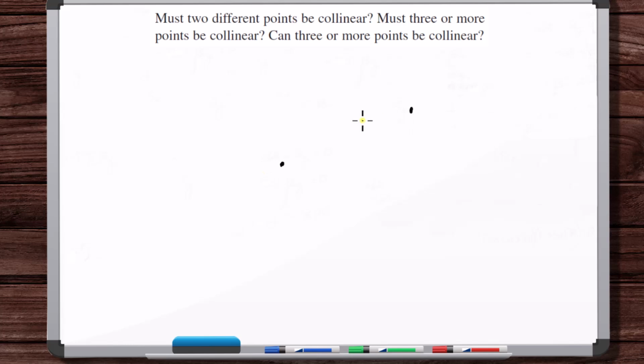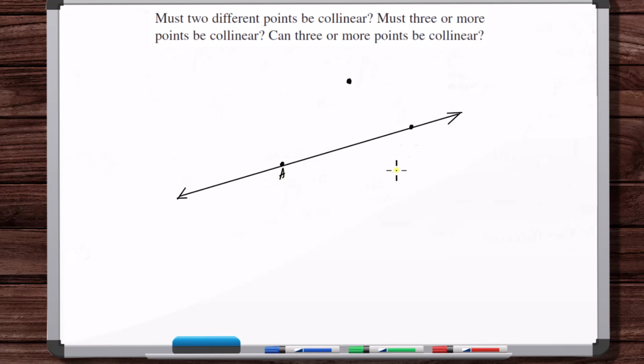Now, these 2 points are collinear, so what's the difference between these 2 points and these 2 points? Well, these 2 points just define a different line than these 2 points. But these 2 points are collinear and these 2 points are collinear. They're just collinear with respect to different lines. Okay, must 3 or more points be collinear? No, not necessarily. But can 3 or more points be collinear? Yes, they can. You can have, so those 2 points are collinear.